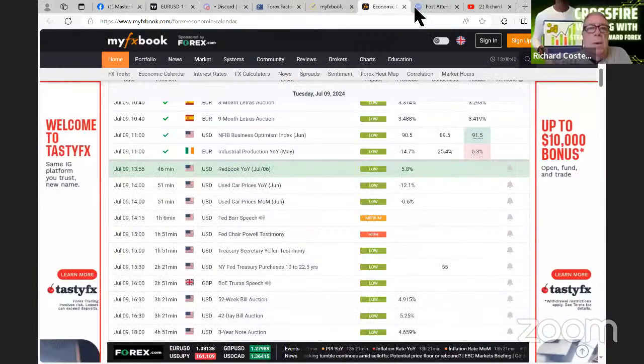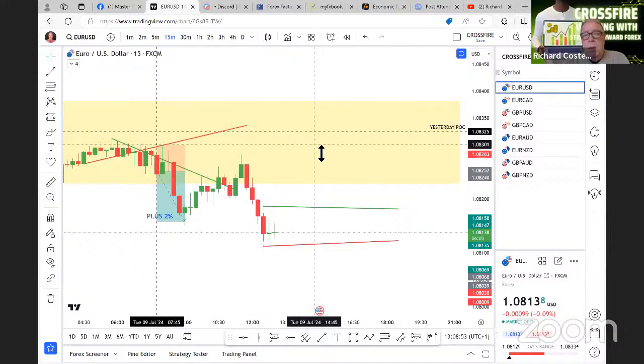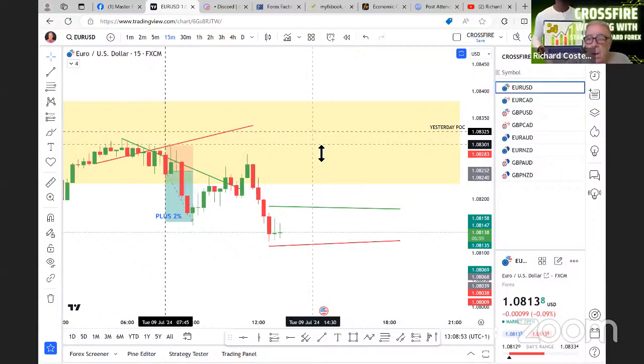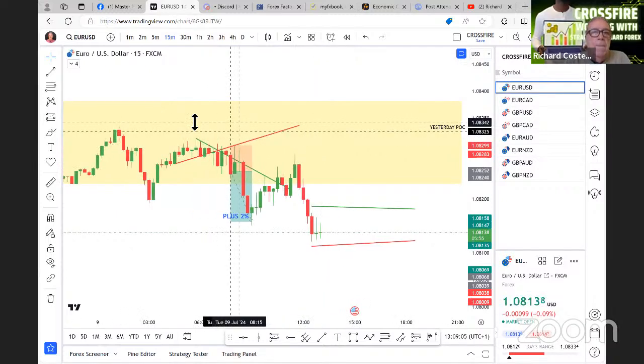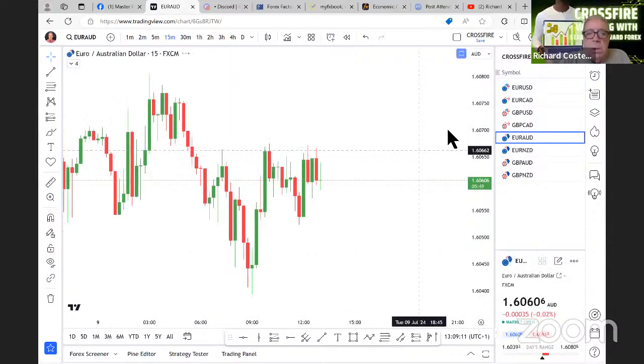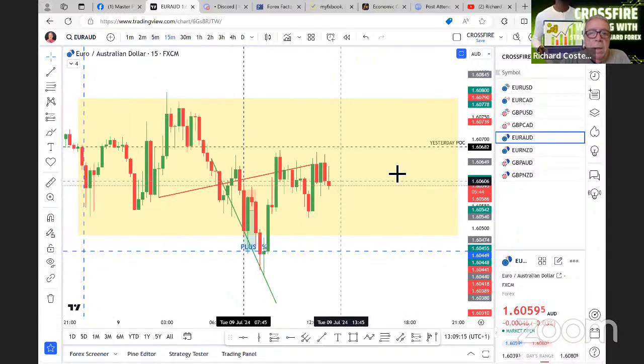Just need to get rid of that. Okay, now I'm going to go back to the chart. What I can do in the 7 minutes that I've got before this candle closes is look back at what happened this morning. So I'll go to Euro AUD, which I believe was the only one of the four Crossfire pairs that actually made a move this morning.